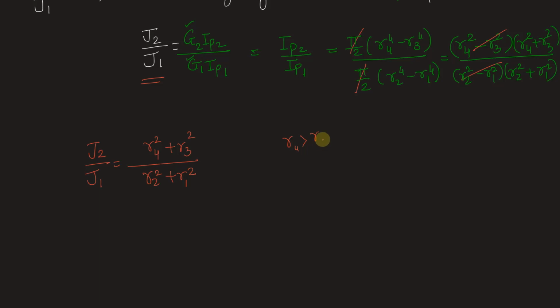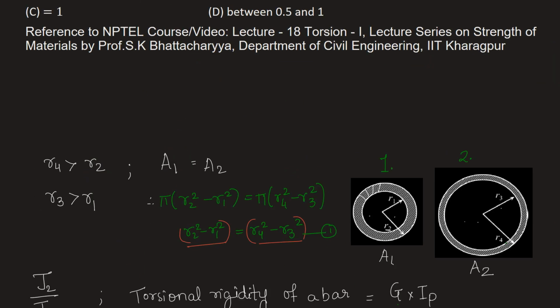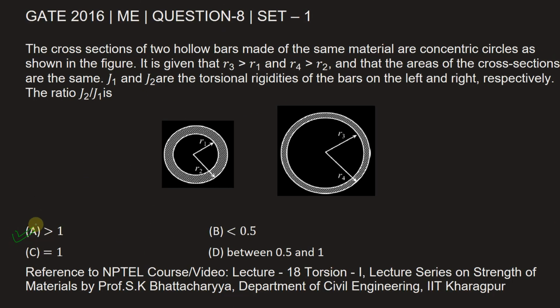R4 is greater than R2 and R3 is greater than R1. So we know here that the numerator will be definitely greater than the denominator. This gives us R4 square plus R3 square is greater than R2 square plus R1 square. So if the numerator is greater than the denominator, we know that the ratio J2 by J1 should be greater than 1. Let's look for the correct option now. So we have that answer in option A. J2 by J1 is greater than 1.